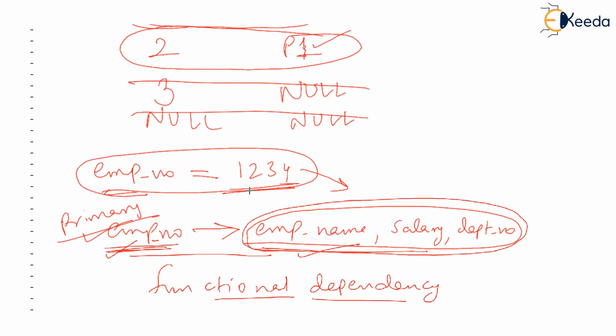We say name, salary, department number are functionally dependent on employee number. Given an employee number, you can determine all the remaining attributes. This is called functional dependency. Now, there is a possibility that there can be another primary key.